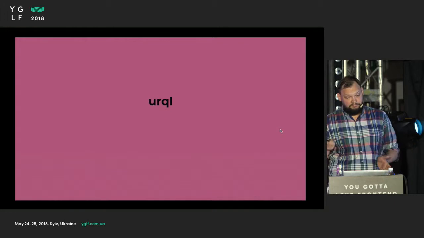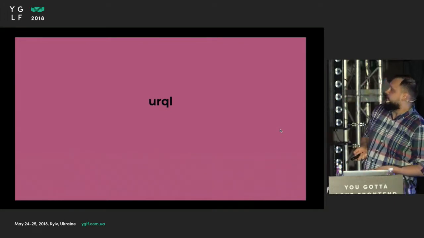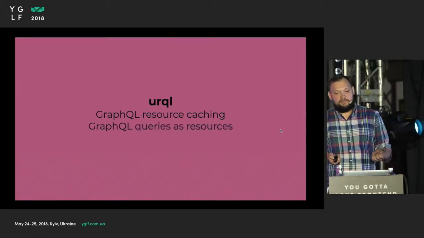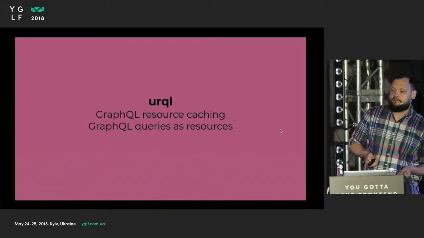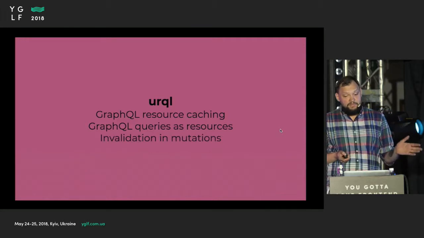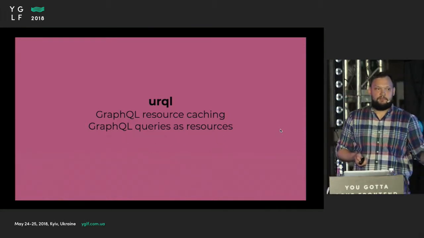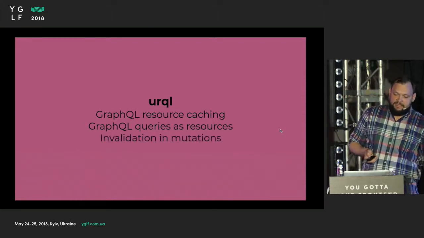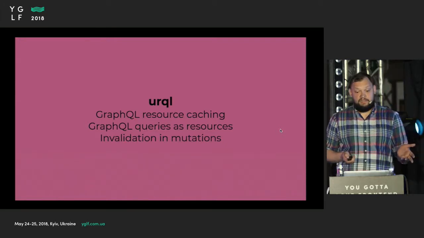So in the GraphQL world, we have URQL. And URQL basically is GraphQL resource caching. Instead of URLs, it uses GraphQL queries. It basically takes the hash of your GraphQL queries and your variables, and then uses that as your cache key. And it's extremely simple because of that. You don't need to write any other code. You just have a query, you connect it to a component, and then you have data fetched. And you can invalidate those queries inside your mutation by just listing the queries you want to invalidate.